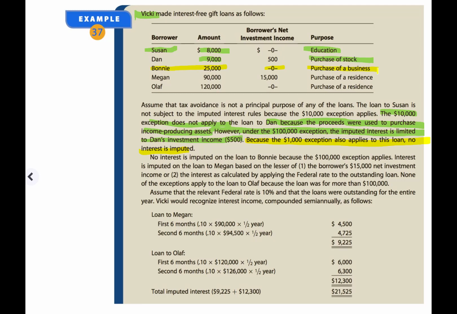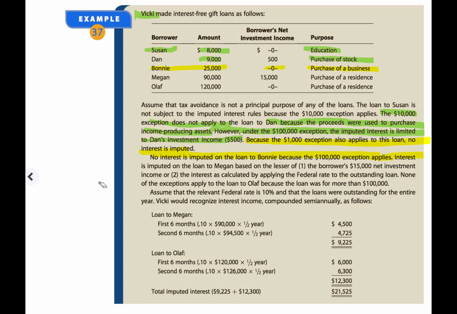Okay, so you look at this one, and we say no interest is imputed on Bonnie's loan because the 100,000 exception rule applies. We're under the 100,000 exception, and they don't give us the net income of the business. But we're going to look at a homework problem where they will. That's not considered investment income, so we'll ignore it.